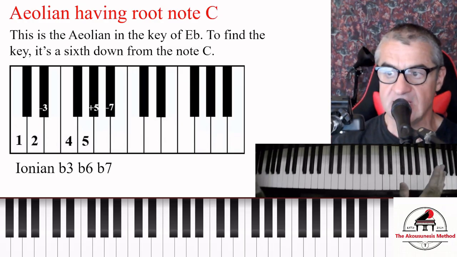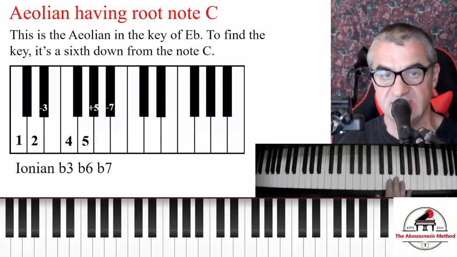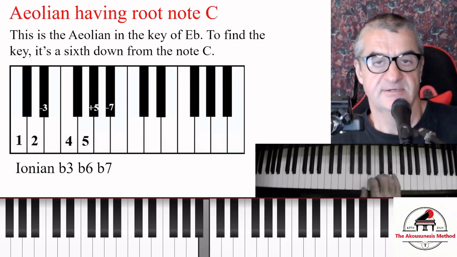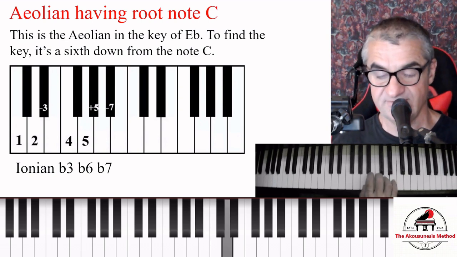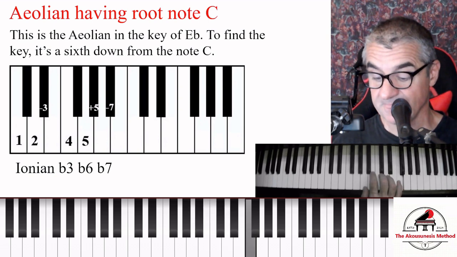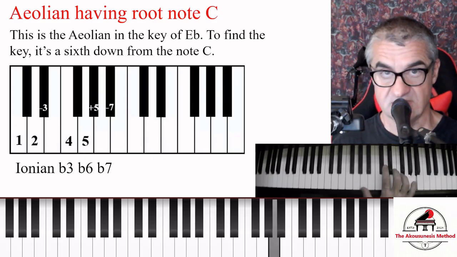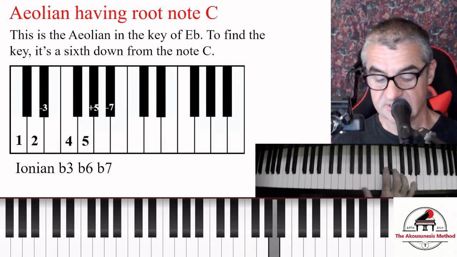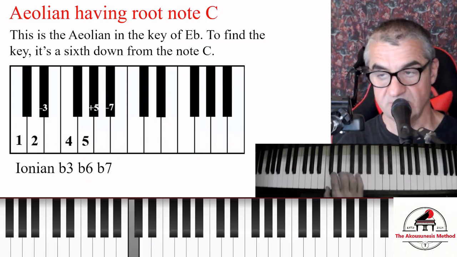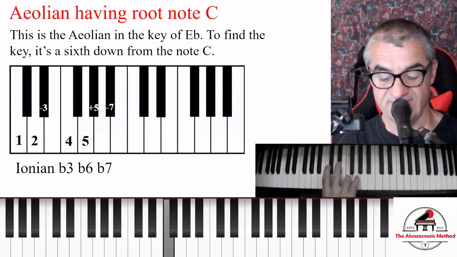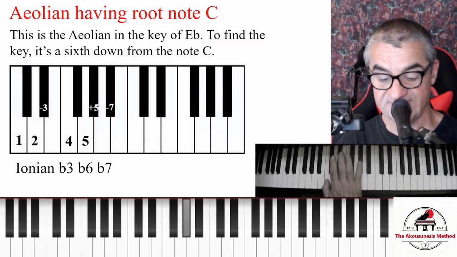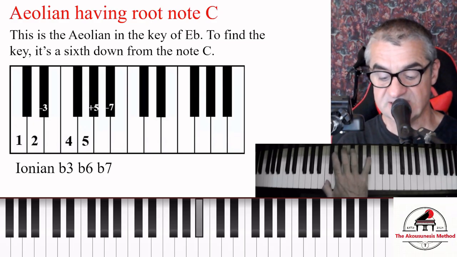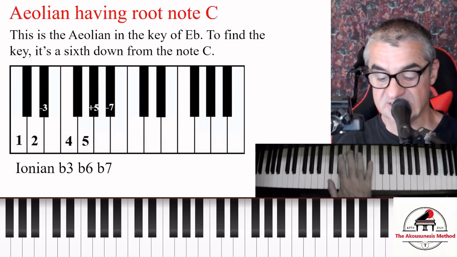All right, Aeolian now. We can stay in the key of C, play from A to A, and have a listen to the Aeolian. So that's the key of C. We can write down the formula: root note, 2, minus 3, 4, 5, plus 5, minus 7, and then back to the root note. If we shift it over, we go root note, 2, minus 3, 4, 5, plus 5, minus 7 and back to the root.